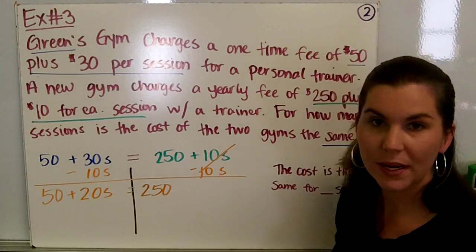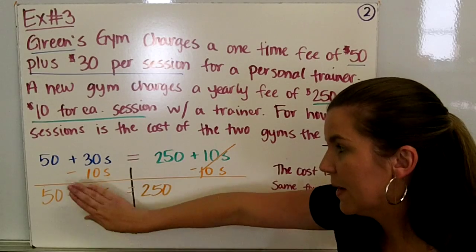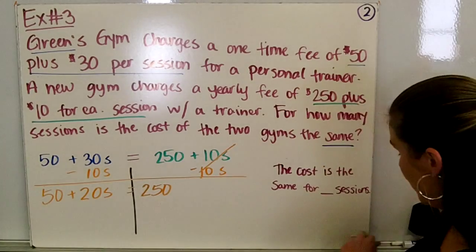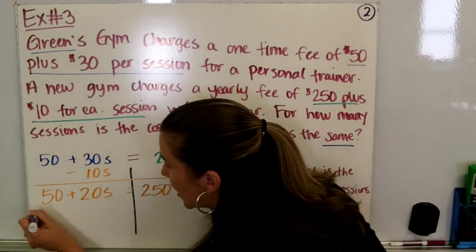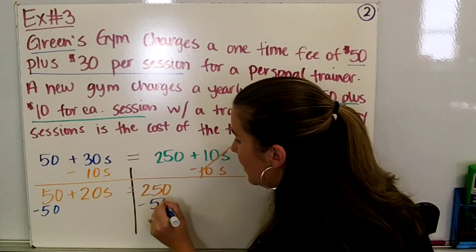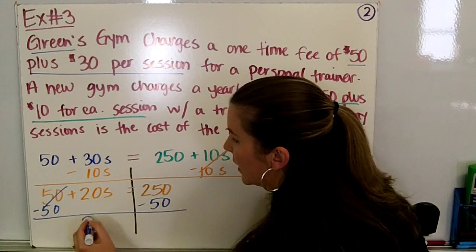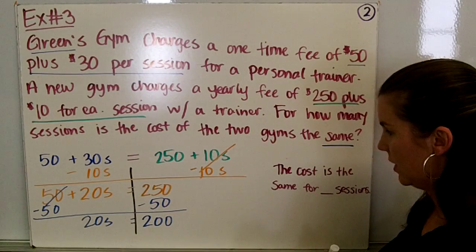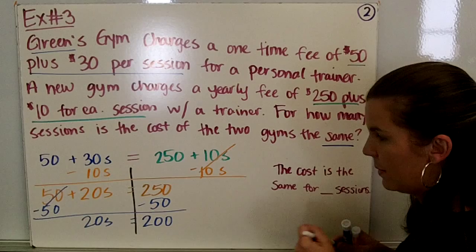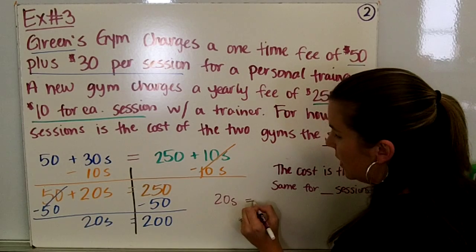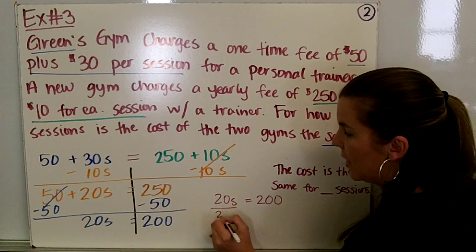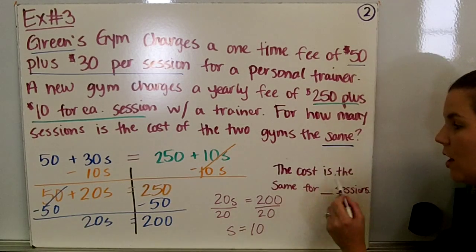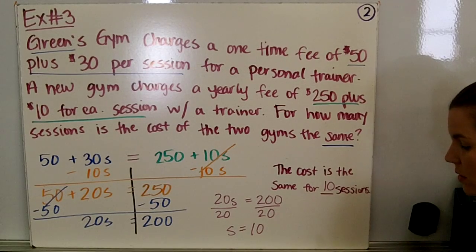Now I need s's by themselves. So I need to get 20s by itself, cover it up. I need this 50 to go to the other side. It's positive, so I'm going to do the opposite. Subtract 50 from both sides. I get 20s equals 200. I'm going to write 20s equals 200 right here. And you're going to divide both sides by 20. So S equals 10. The cost is the same for 10 sessions.